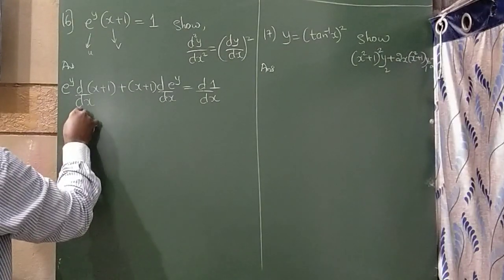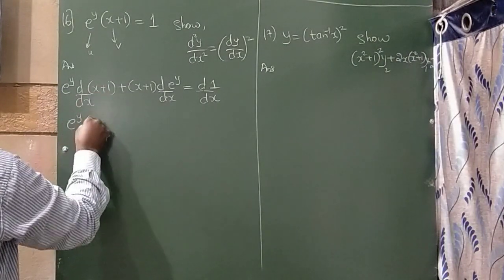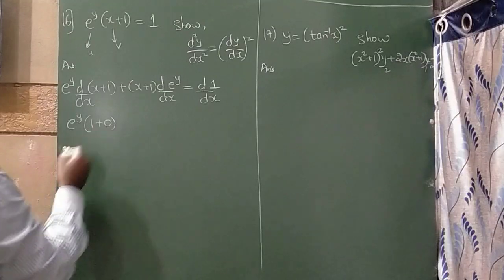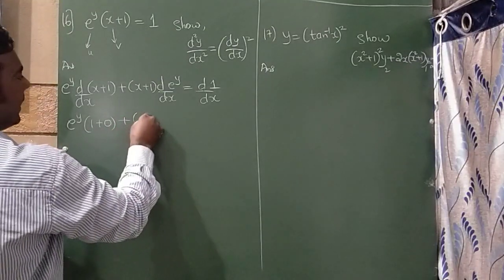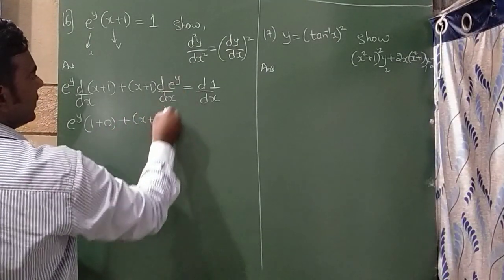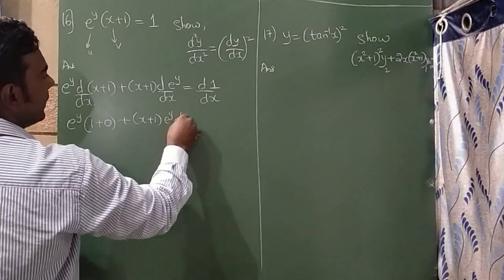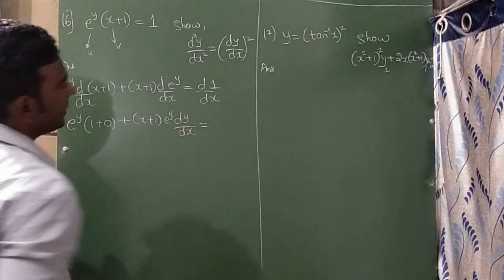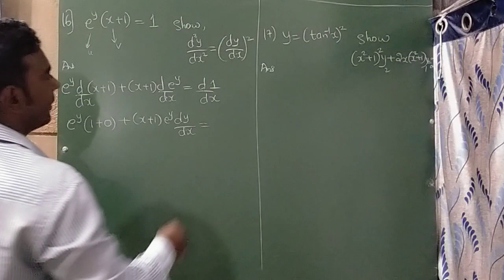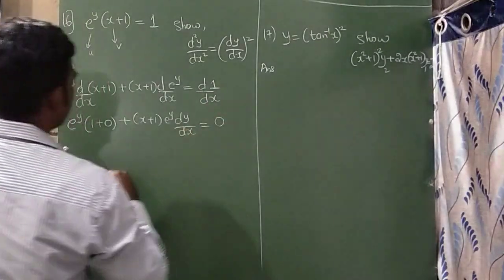Fine. Here e raised to y dx get cancelled, so it is 1. Constant is 0 plus x plus 1. This will become e raised to y dy by dx because since the variable is y here, and d by dx of constant is 0.